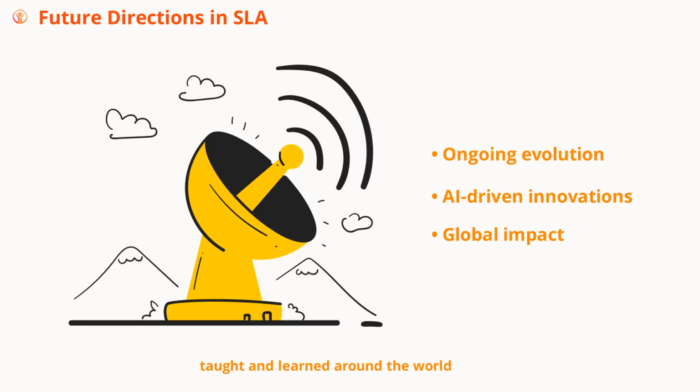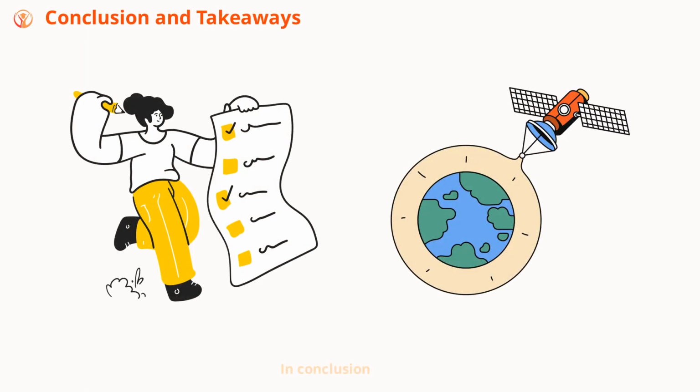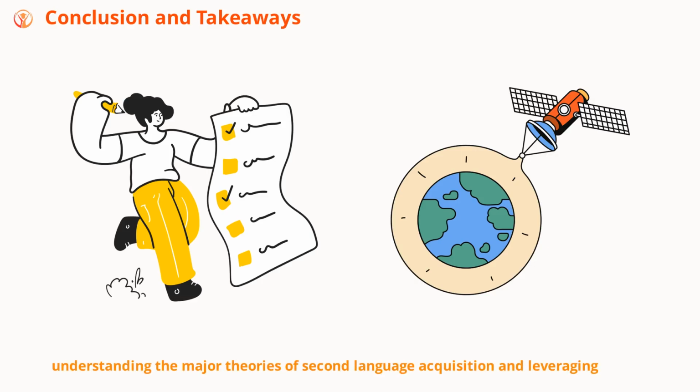In conclusion, understanding the major theories of second language acquisition and leveraging new technologies can transform language learning for both teachers and students. By focusing on meaningful input, encouraging output, sequencing grammar instruction, and integrating AI tools, we can create more effective and engaging learning environments.